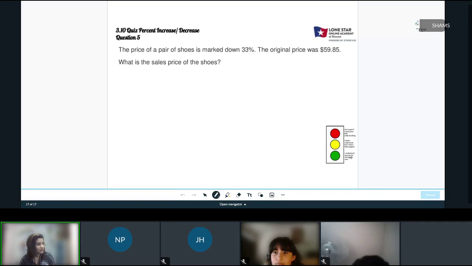Question 5. The price of a pair of shoes is marked down 33%. What will happen to the price with a markdown? What about the first question, CJ? Question 1 for this quiz? We did question 1 for this quiz already yesterday. It is a decrease. Marked down is a decrease. 33% as a decimal value is going to be how much? It's going to be 0.33.